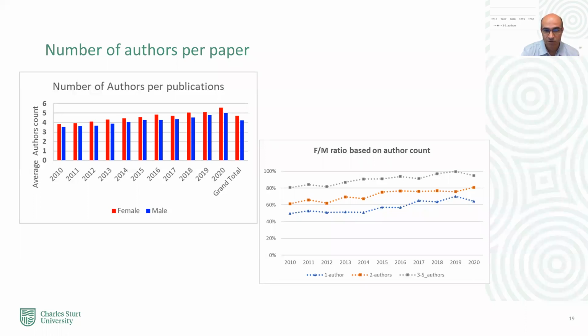And this one shows you that the number of single author papers by female researchers over the years has been increasing, which is a good thing, as we saw in some of the past studies, one of the criticisms was that, for instance in math, they are less likely to have single author papers. But this has been improving a little bit over the last decade.